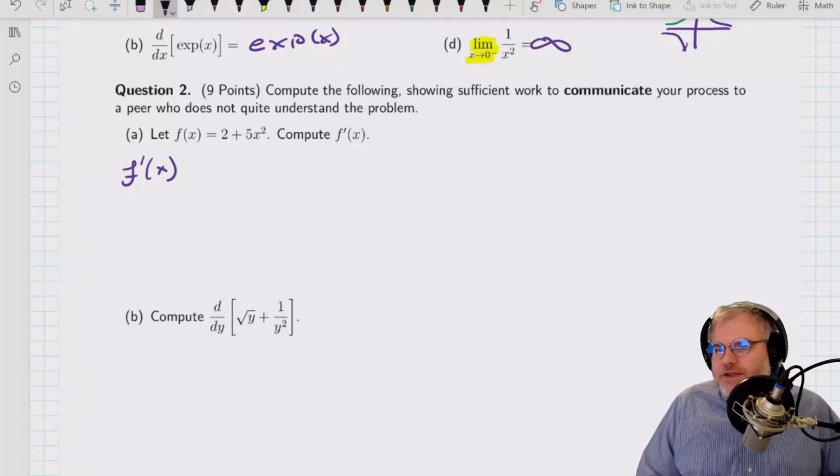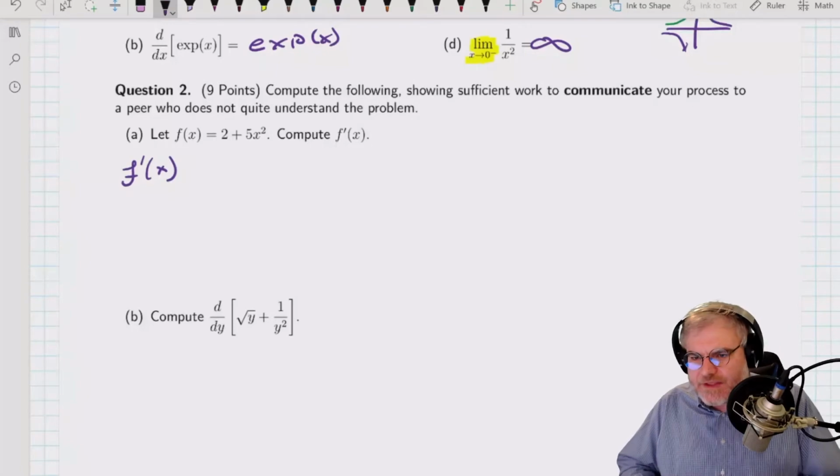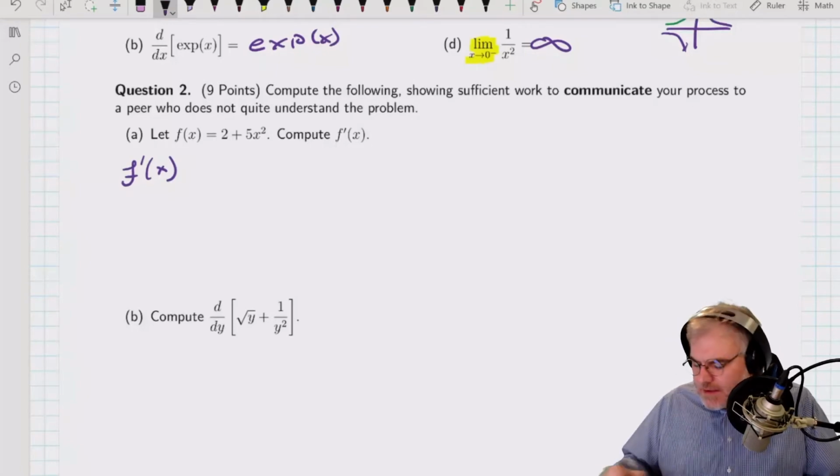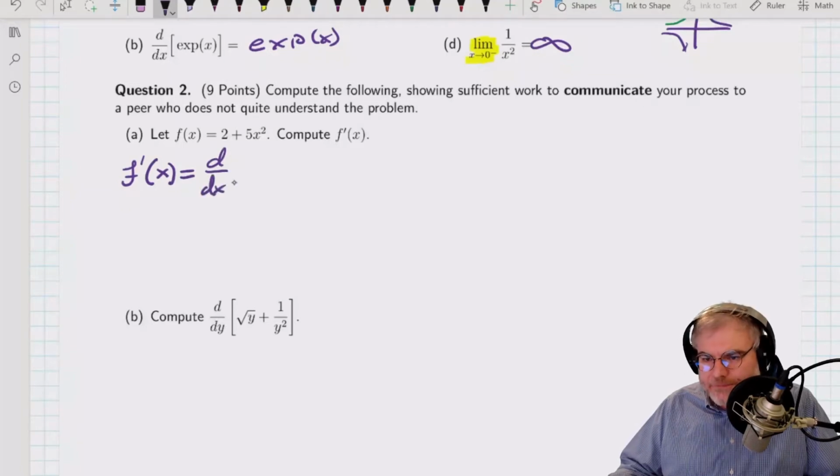So just make sure you're reading carefully. The biggest mistake here is people are trying to take the derivative instead of just reading carefully. Read what the problem's asking. All right, so we feel okay about that.